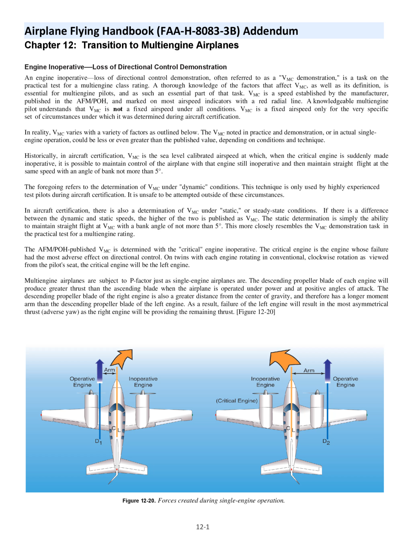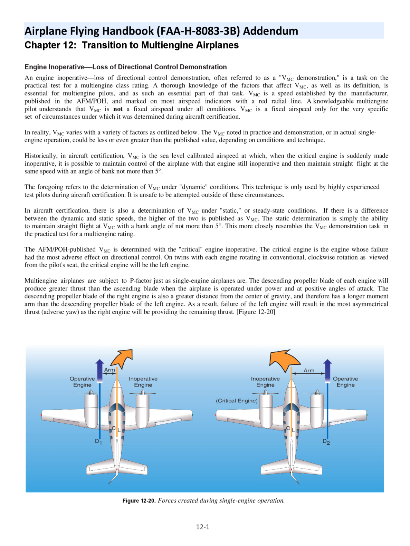Airplane Flying Handbook, FAA-H-8083-3B, Addendum Chapter 12, Transition to Multi-Engine Airplanes. Engine Inoperative, Loss of Directional Control Demonstration. An Engine Inoperative, Loss of Directional Control Demonstration, often referred to as a VMC demonstration, is a task on the practical test for a multi-engine class rating. A thorough knowledge of the factors that affect VMC, as well as its definition, is essential for multi-engine pilots, and is such an essential part of that task.